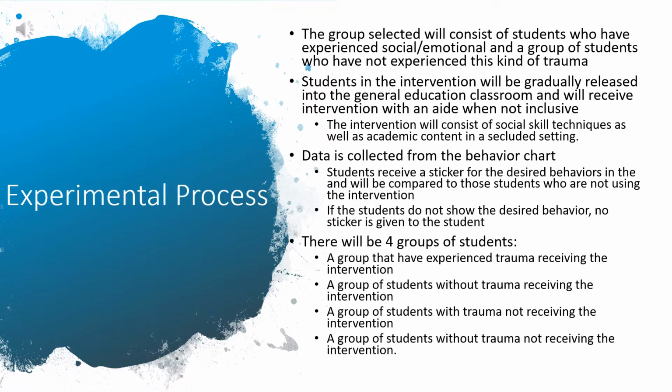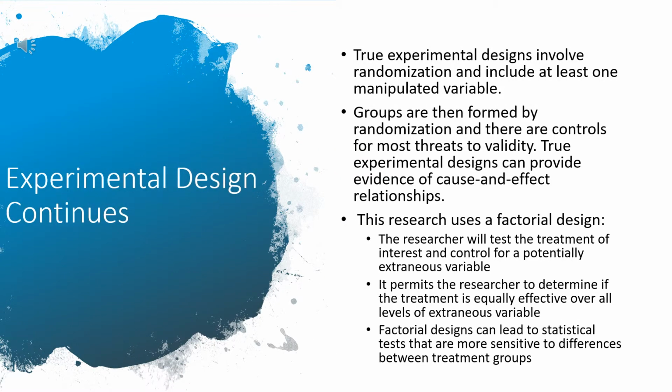For the abbreviated version of my experimental process, groups will be selected, some who have social emotional trauma and some who do not. Students who are in the intervention will be gradually released into the general education classroom and will receive that intervention with an aide when not inclusive. The intervention will consist of social skills techniques as well as academic content, but it's in a one-on-one area.